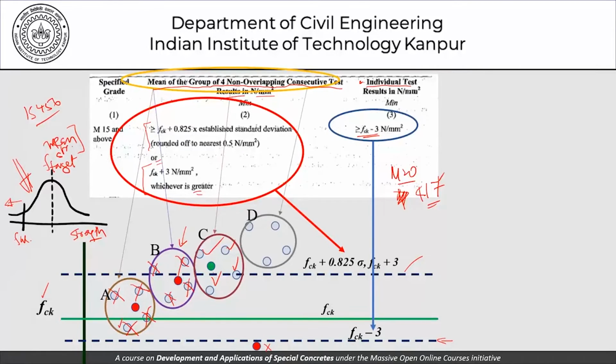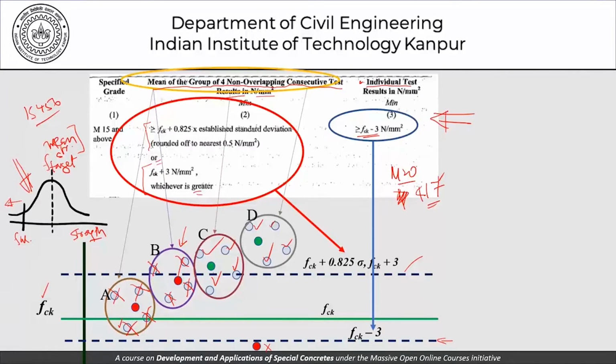So this is the kind of interpretation that can be given for this set of rules which is given in IS 456. It talks about individual test results, and then it talks of a group of 4 non-overlapping consecutive test results. So these are consecutive test results. They keep coming in one after another, and you try to group them into groups of 4 non-overlapping consecutive results.